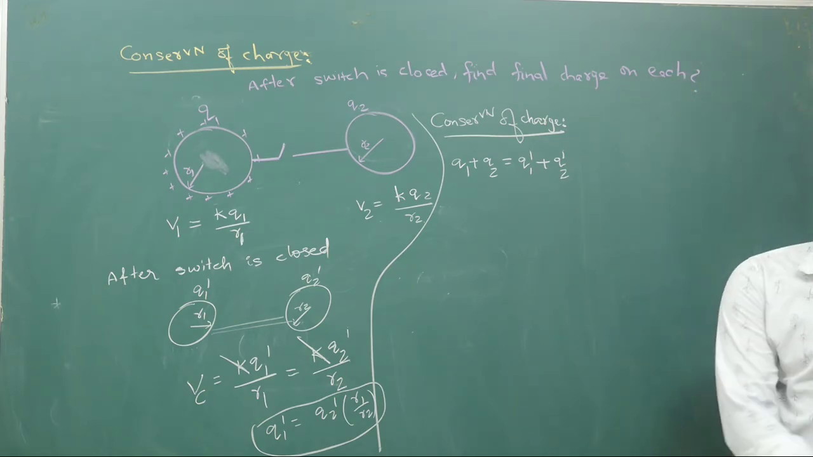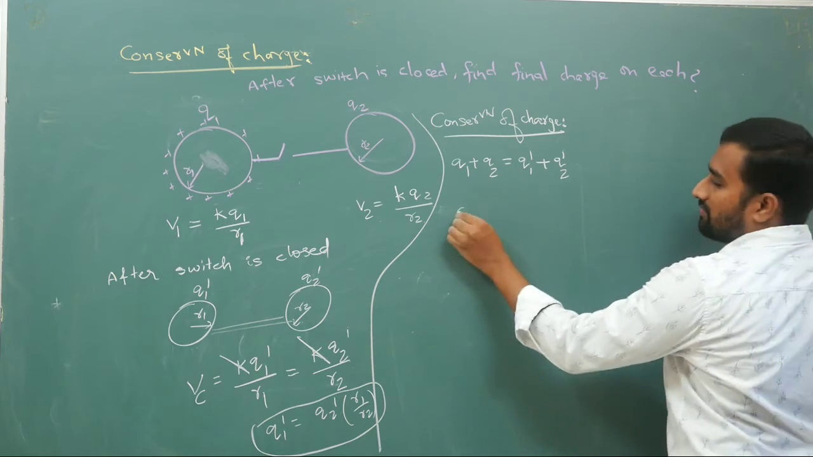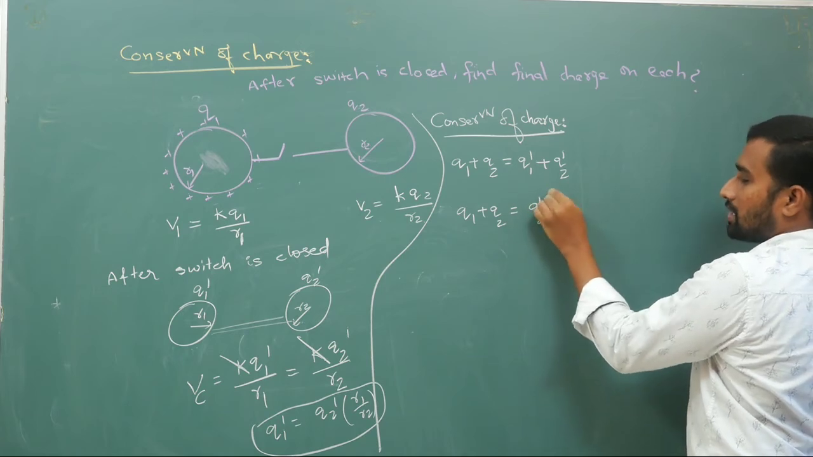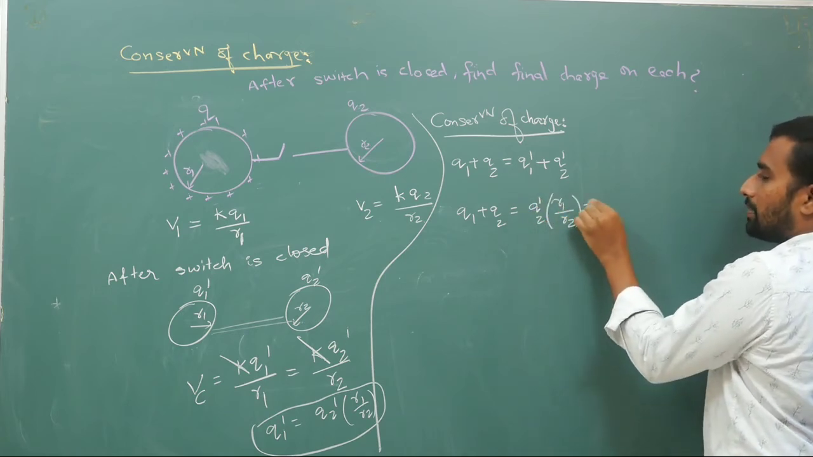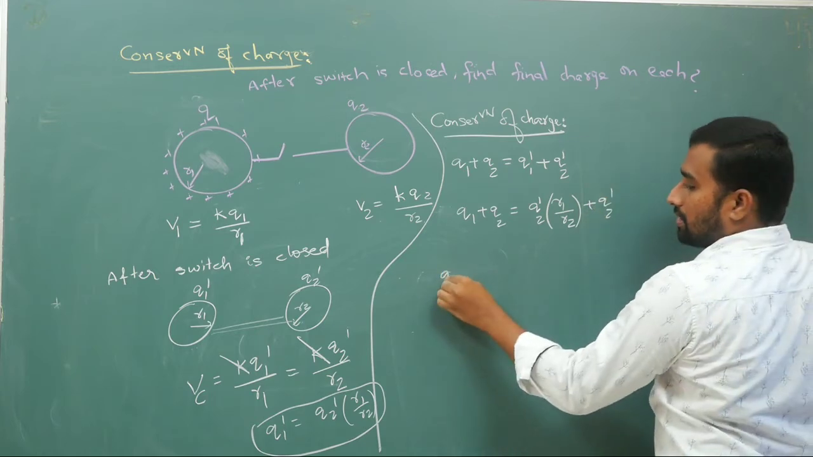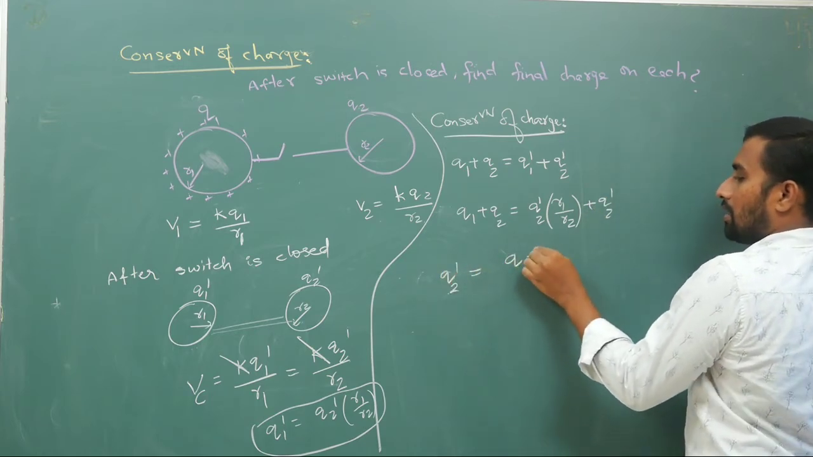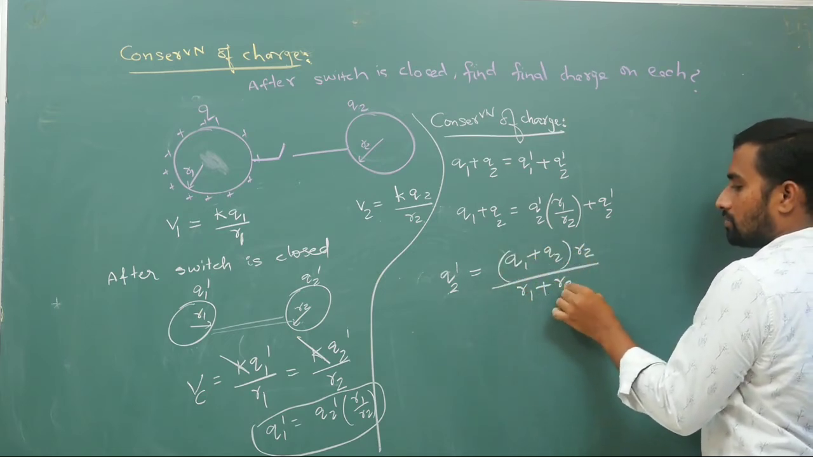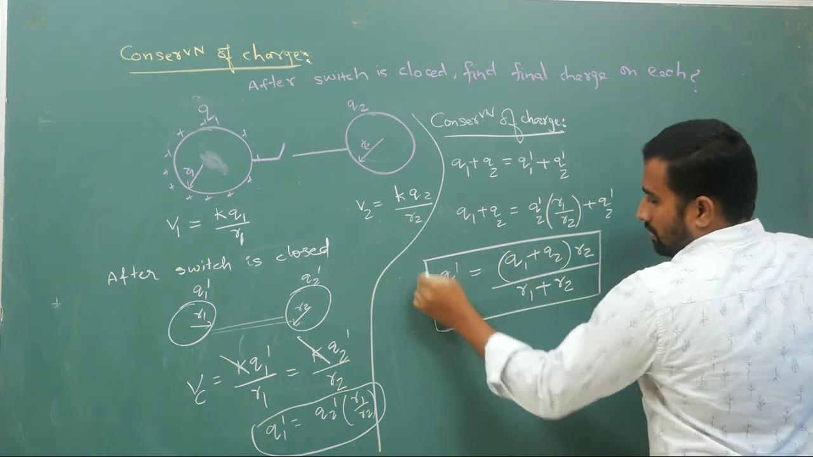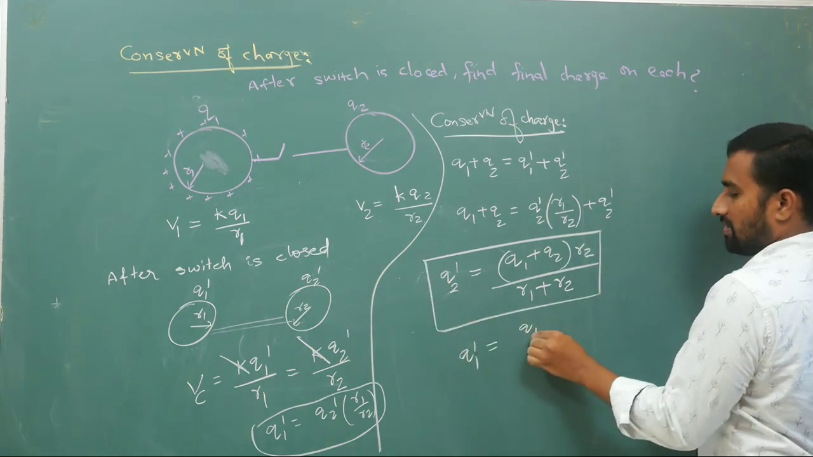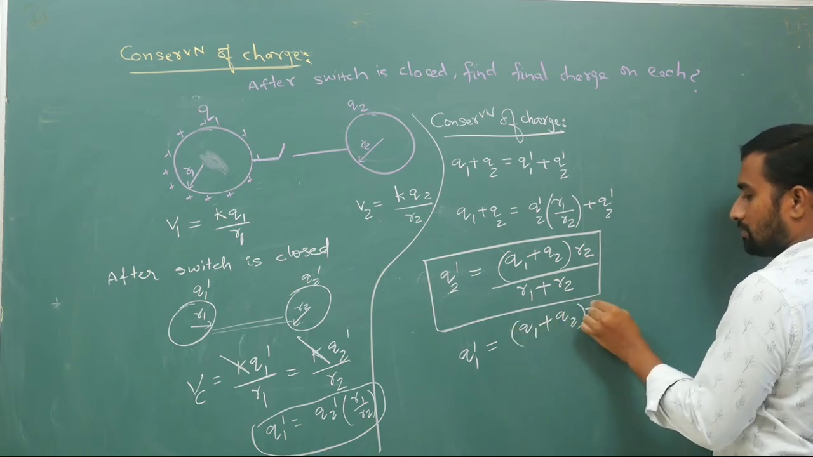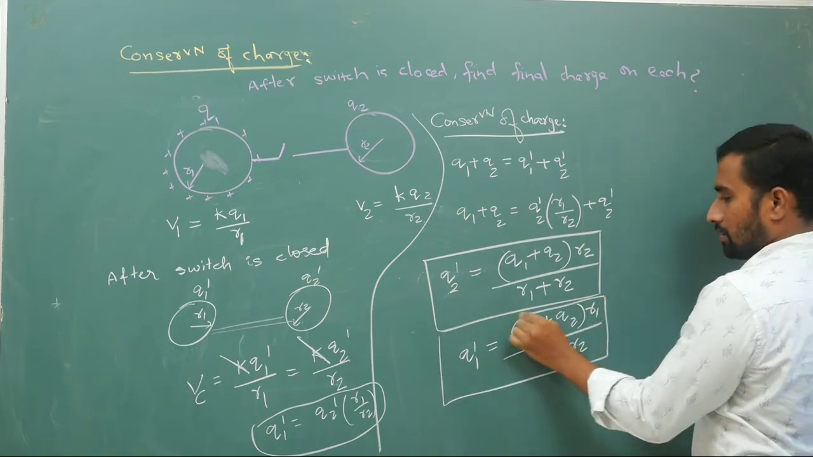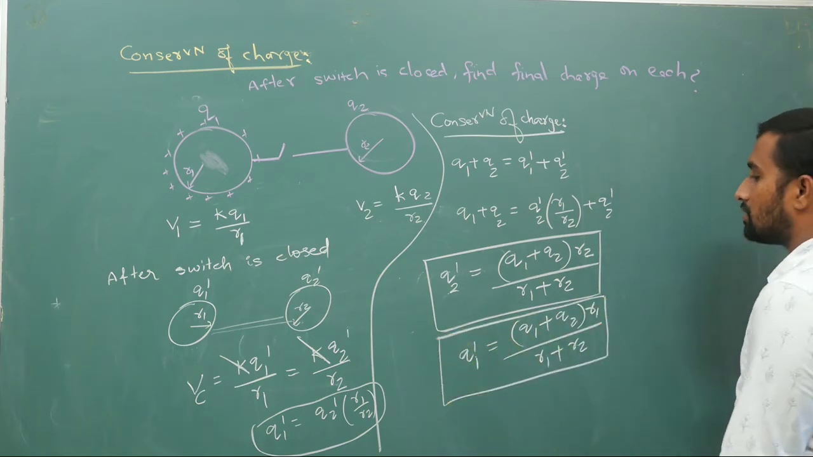Now q1 plus q2, charge before, is equal to charge after. So this will become q1 plus q2 is equal to q1 dash, that is q2 dash times r1 by r2, plus q2 dash. From here your q2 dash is q1 plus q2 times r2 by r1 plus r2. Your q1 dash, if you simplify, you will get q1 plus q2 times r1 by r1 plus r2. So this is your first charge and this is your second charge.